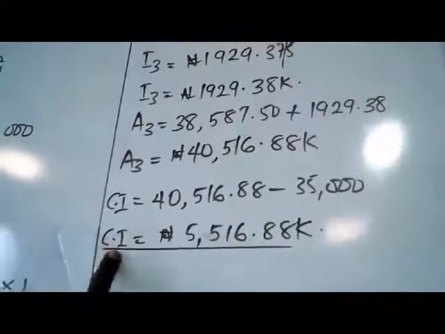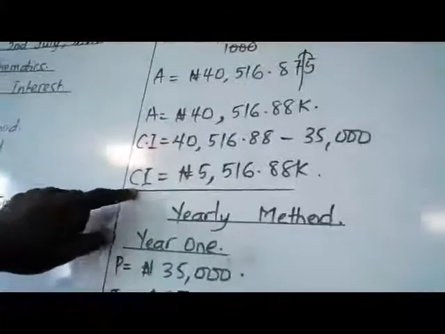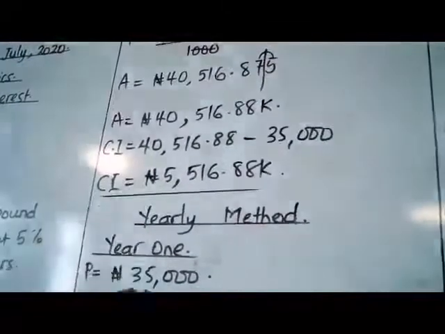Now, if you take a look at the two methods, right, I'm having the same result here. This is the method for the yearly calculation, and this is the result I got from the formula calculation. So whichever method you use, you are meant to get the same answer.